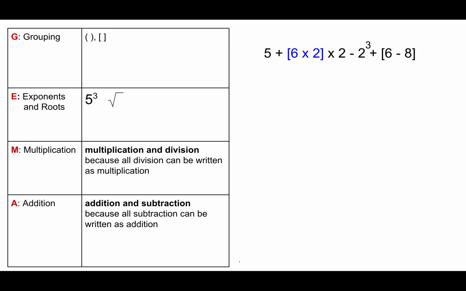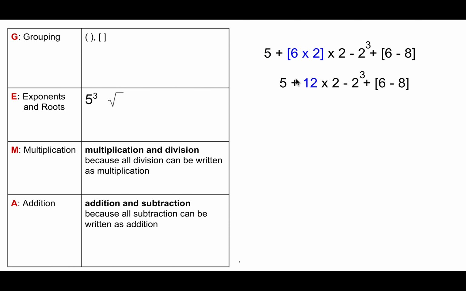So let's look at the product of 6 and 2. The product of 6 and 2 is 12. So I bring everything down except the 6 multiplied by 2. I write the product as 12. When we do GEMA or order of operations, it's really important to show each step clearly, and we're only allowed to do one operation per step. So this first operation was the product of 6 and 2, which is 12.